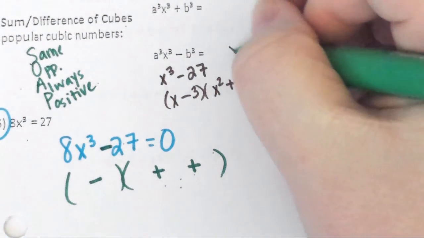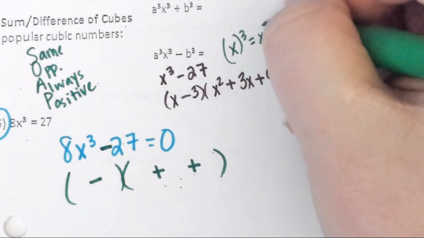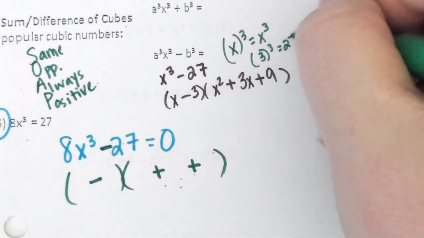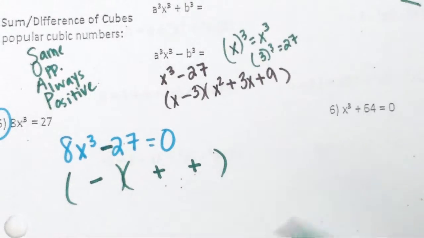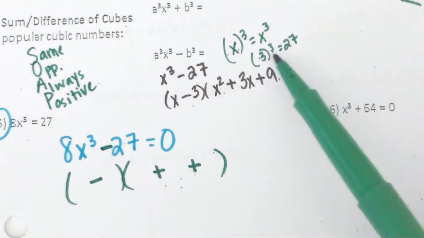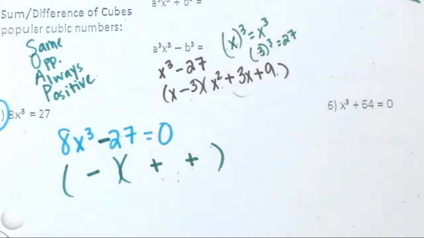You were supposed to realize x to the third is x to the third. And you were supposed to realize 3 cubed is 27. So that's why we used x and 3. We did x minus 3, x squared, 3 squared, and the two multiplied together in the middle. Woo! But sadly, that's not our problem today. Sadly, our problem has an 8 in front.